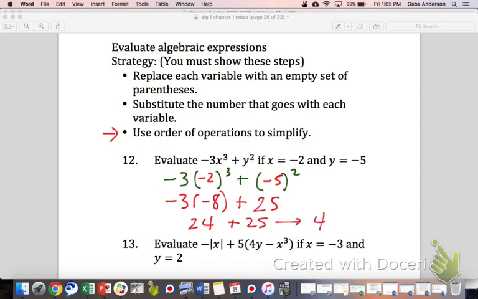So did you all get this answer right here? Yes. 49? All right. That's great. Do you have any questions? 49 would be our evaluation there. Anything I can help you all with? All right. Well, let's move on to our other one. That's number 13.